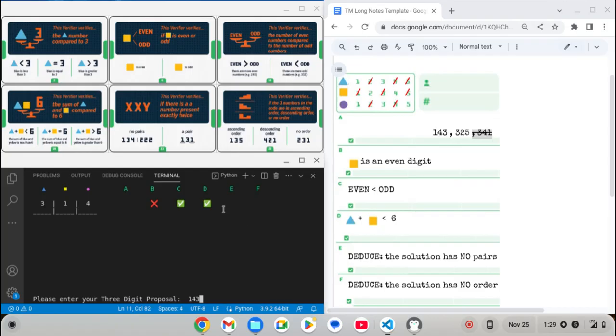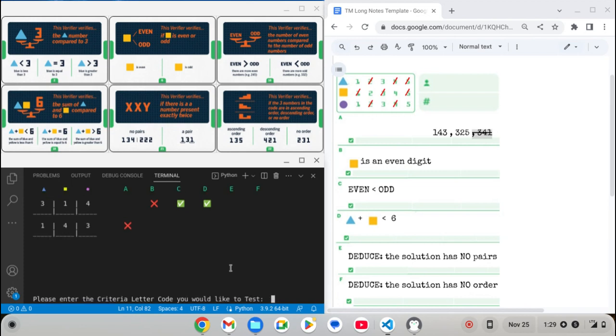Okay, so again, just to double check, that middle digit is even, yes. There are more odds, that's true. The sum is less than 6. Yeah, there are no pairs. Our deductions are no pairs and no order, and that's true. All right, and we're only going to test criteria card A.